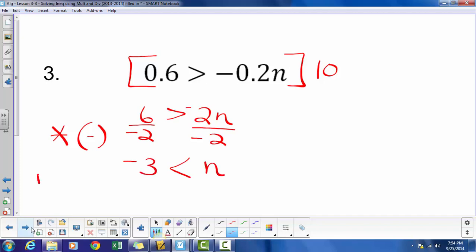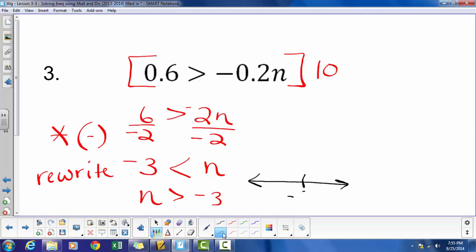The other thing that I want to do is rewrite this, because remember, I always want the variable to come first. So n is greater than negative 3. Okay? Let's go ahead and graph that. Greater than, that's going to be an open circle. I'm going to shade to the right. Okay?